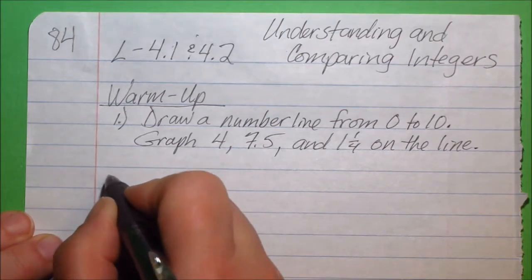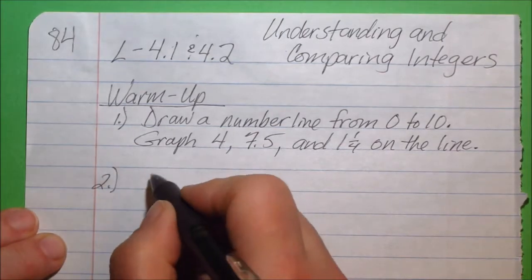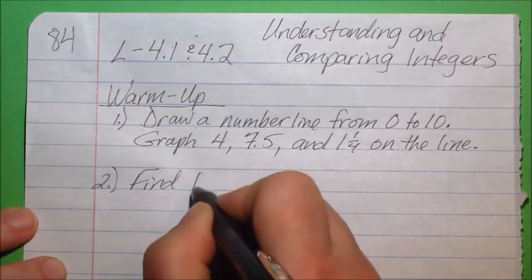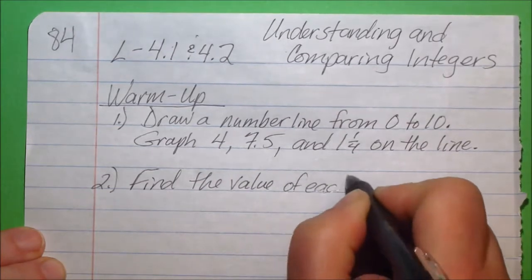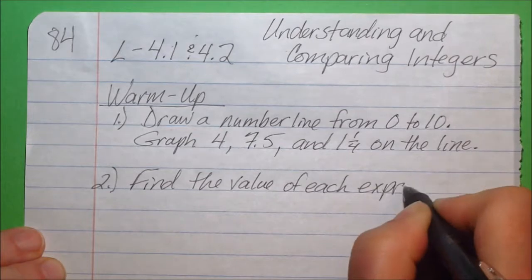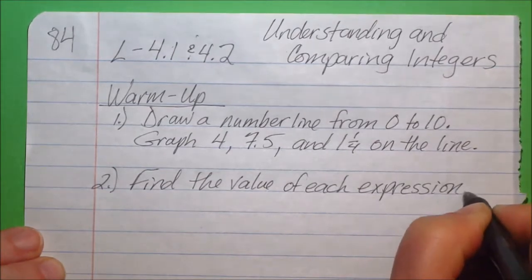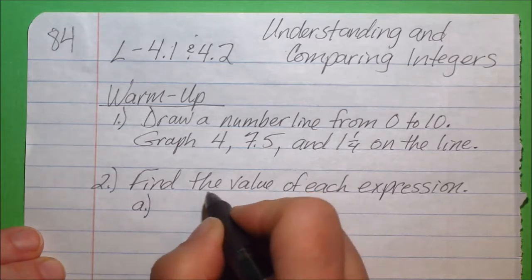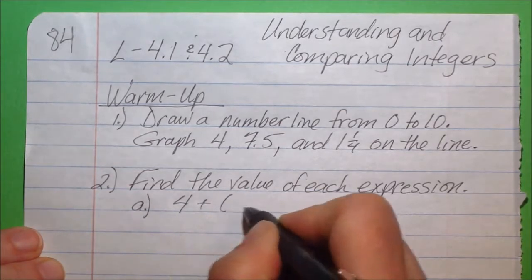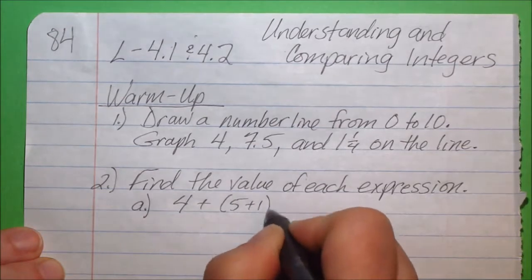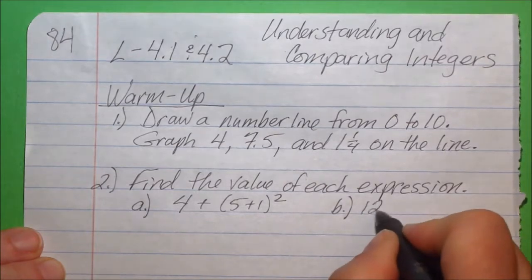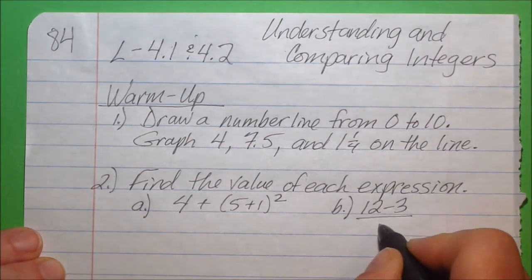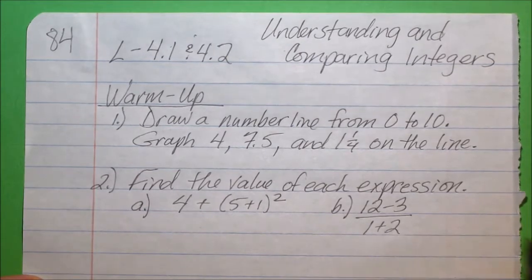And problem number 2. Find the value of each expression. A, 4 plus 5 plus 1 squared, and B, 12 minus 3 over 1 plus 2. All right, those are your warm-ups.